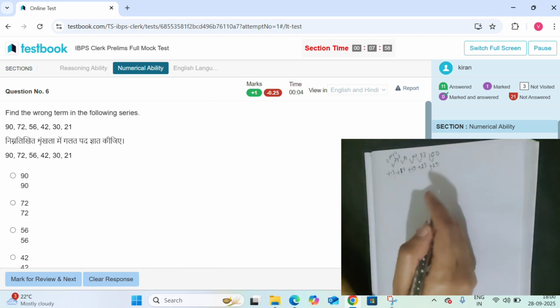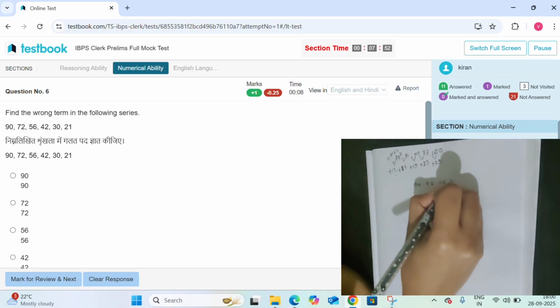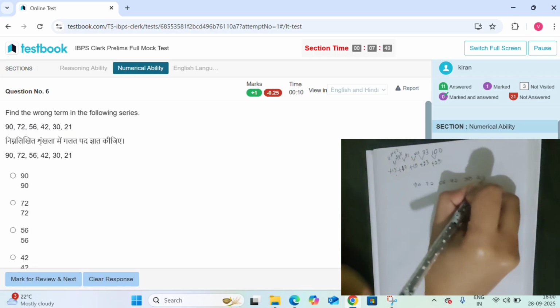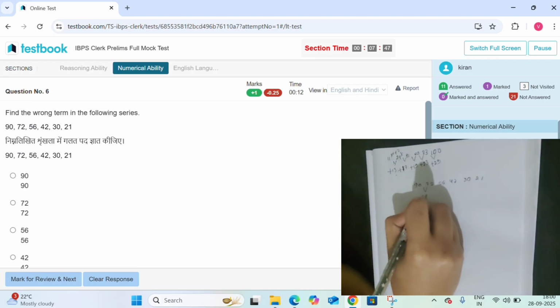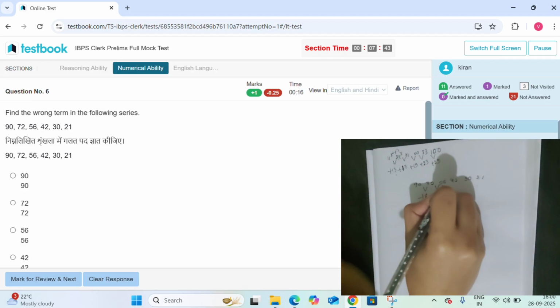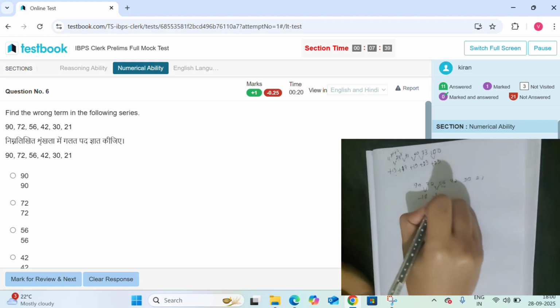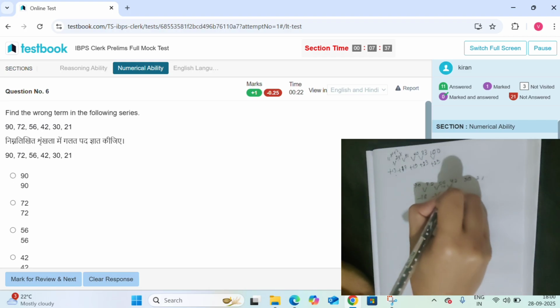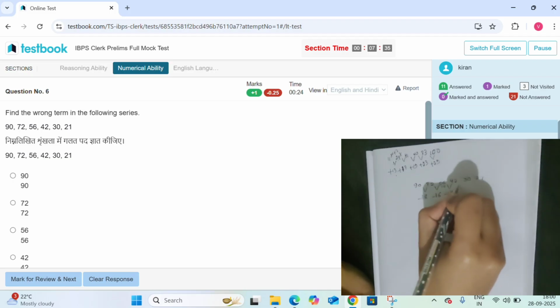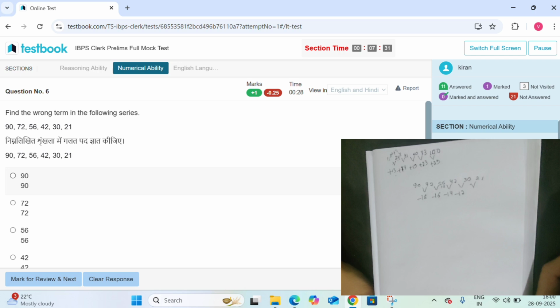Okay, 90, 72. 90, 72, 56, 42, 30, 21, minus 18, and minus 14, 60, 70, minus 16. Okay, minus 14, minus 12. Okay, that means 21 is the wrong number.